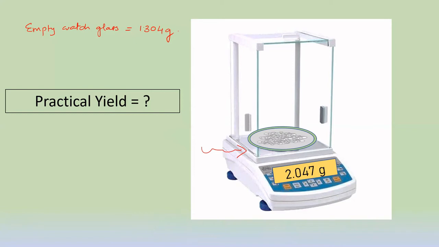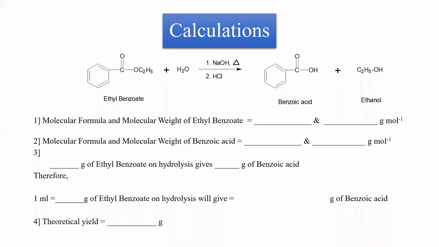So we have completed the practical yield part, but we need to calculate the percentage yield, and to calculate the percentage yield we have to calculate the theoretical yield. So let us see the reaction part again. What was the reaction? The ethyl benzoate on hydrolysis is giving me the formation of benzoic acid. So now we will use the mass relationship between this ethyl benzoate and benzoic acid. Now in this balanced reaction, we can see they are in 1:1 ratio.